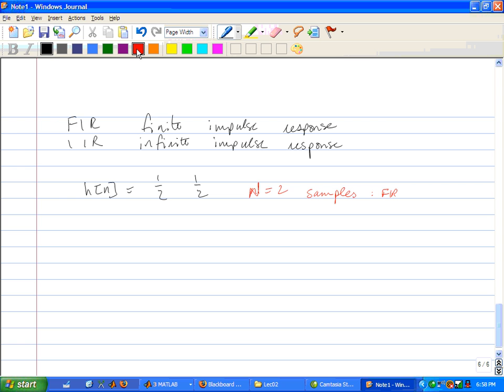FIR filters have this property that the filter only acts on the input samples. So in other words, the filter that I've written here, with a half, says your output is going to be a half times the present sample plus a half times the previous sample. That's what that means. IIR filters are different. The filter acts on both the input and previous values of the output.